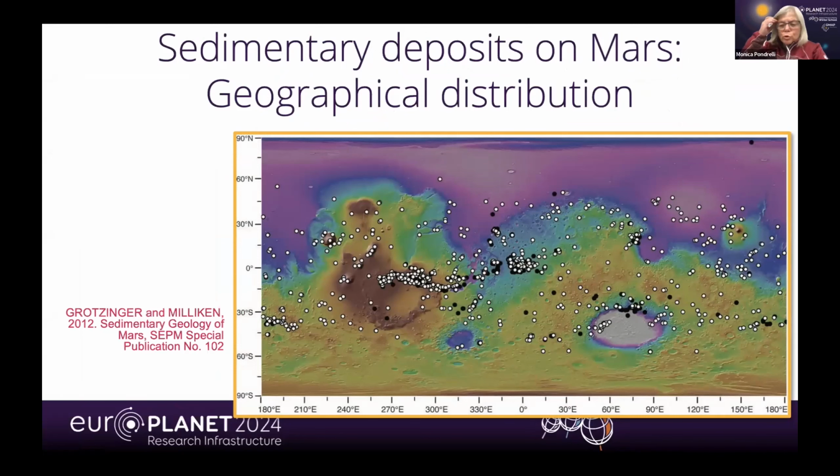This is not a super recent image actually, but still it gives you the idea of how widespread sedimentary deposits are on Mars. This is just the indication of sedimentary deposits found on high resolution images, white HiRISE, black MOC narrow angle, and you see how they cover most of the planet.